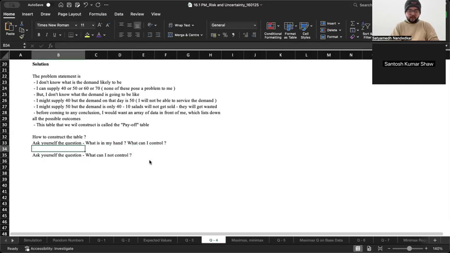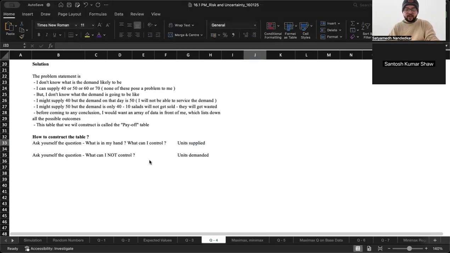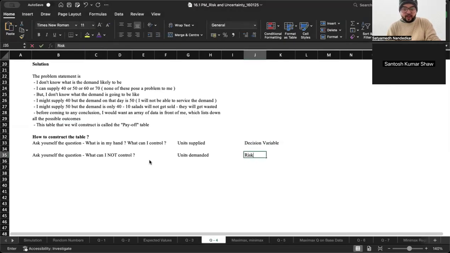Now, what can I control? I can control units supplied. What can I not control? Let me put this word in capitals. What can I not control? I cannot control the units demanded. Okay. So units supplied is known as my decision variable. This I can control, this I can decide. Okay. This is called my decision variable. Okay. And what is this called? This is called my risk variable.